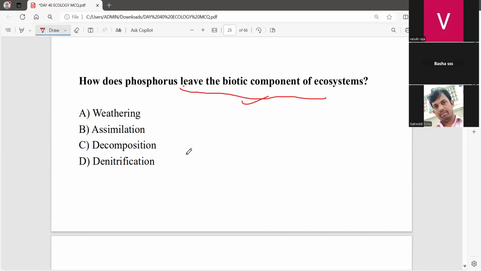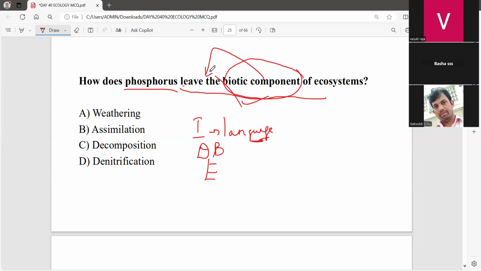If you are reading immunology, developmental biology, or ecology, each unit has a certain language. You have to understand this language. Here, how does phosphorus leave the biotic component of the ecosystem? What exactly is this statement meaning?